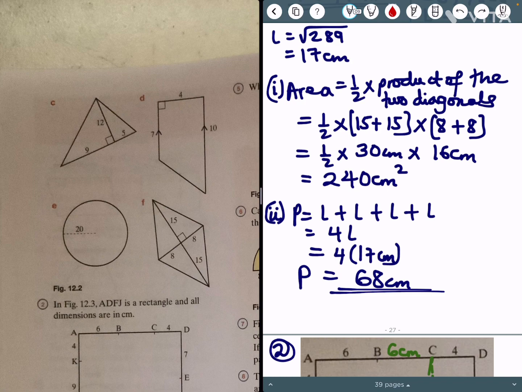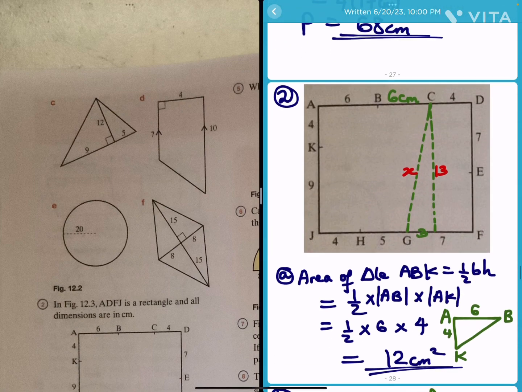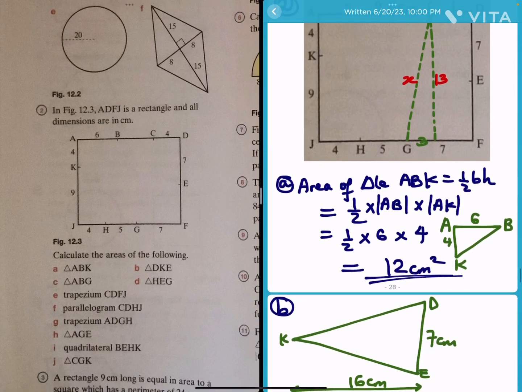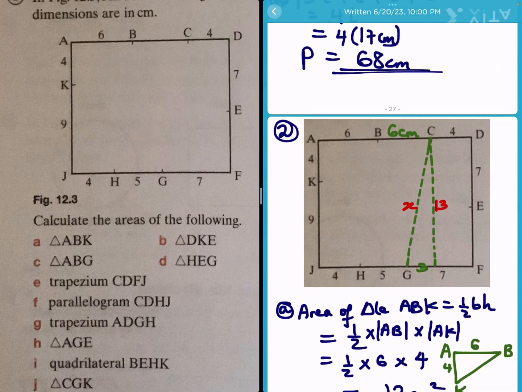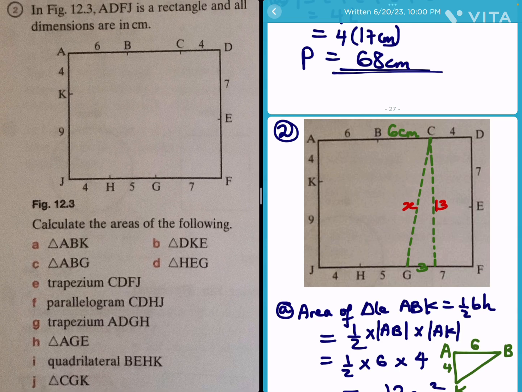Let's go straight to question 2. In question 2, we are given a shape and we are told to calculate the areas of each of the following shapes that are drawn within the shape given. This shape given is a rectangle and we are told to calculate triangle ABK. How do we calculate the area of triangle ABK? Let me mark it for you here.